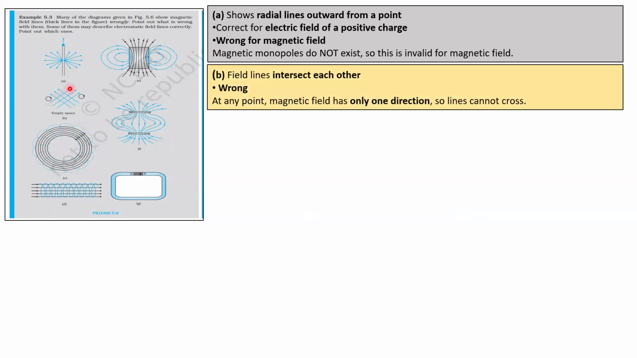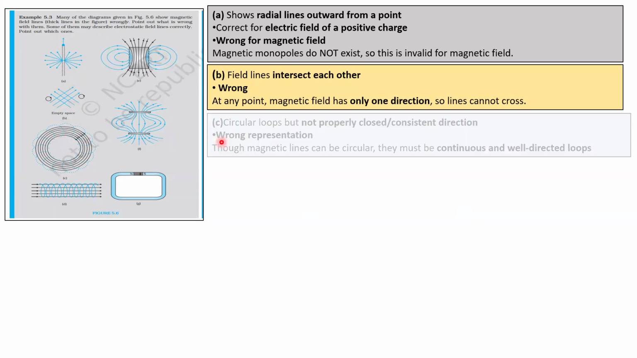Carefully observe the second diagram. Here field lines are crossing each other, so it is not correct for electric as well as magnetic field lines. They never cross each other. Now we'll go for diagram C.